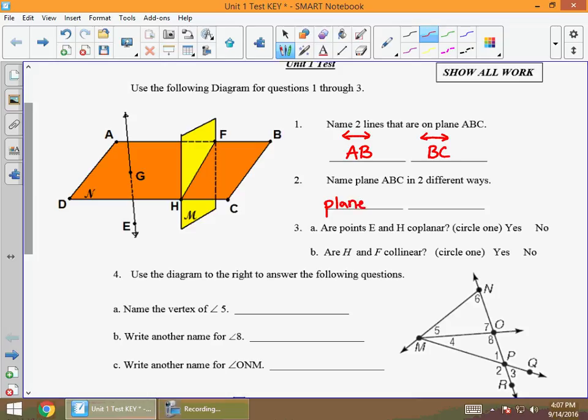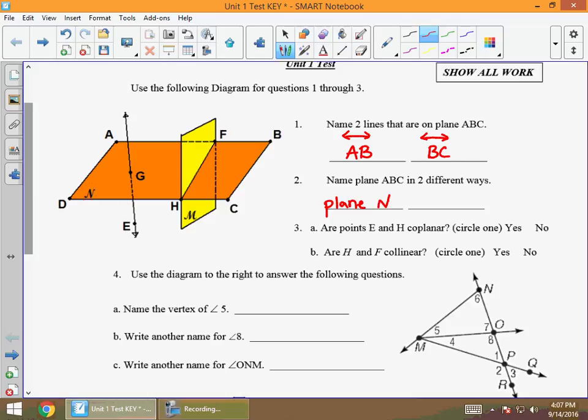I could name it by this little letter down here in the corner. That's not a point. There is no point there. The closest point to this letter is a D. So point D is down in the corner. But the orange plane is plane N. So I could have named that plane N.